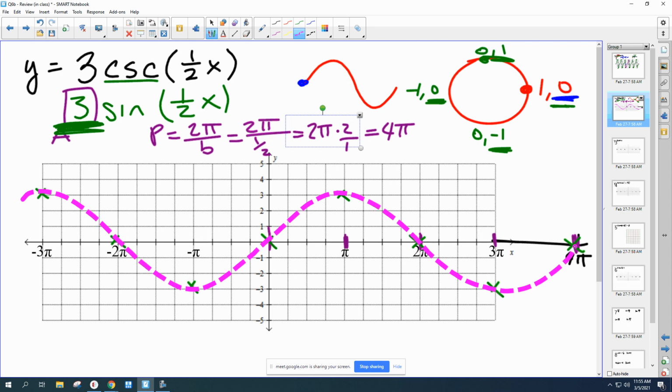We are drawing a cosecant. We're drawing a cosecant graph. So we've got to do the reciprocal.